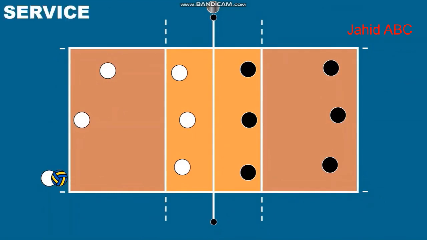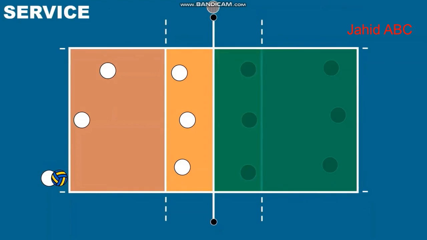Each point starts with a service. Here the white team is serving, so they need to stand outside the court, outside this line somewhere in this area, and they need to toss the ball, hit it by hand, and it should fall in this green area. You can think of volleyball as a racket sport, but your hands are your racket. So if you hit the ball anywhere in this area, the service is good.